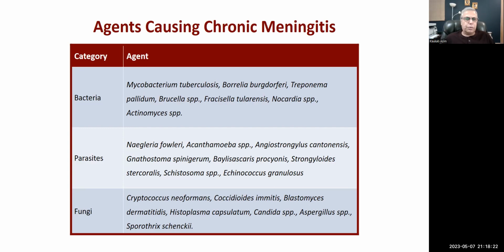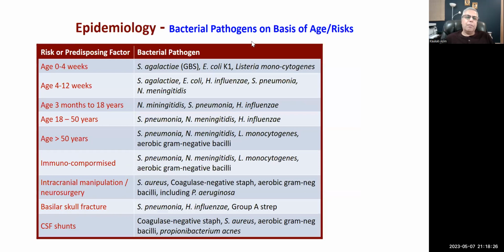If you want, you can memorize these bacteria for chronic meningitis. But this is the slide which is very, very important. You must know this slide. This gives you the common bacteria in different age groups. For example, newborn to 4 weeks, it is Streptococcus agalactiae, Group B Streptococcus. We have group A hemolytic, which is pyogenes, but this is group B.